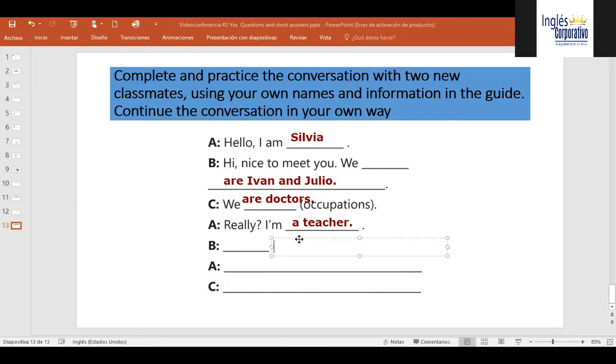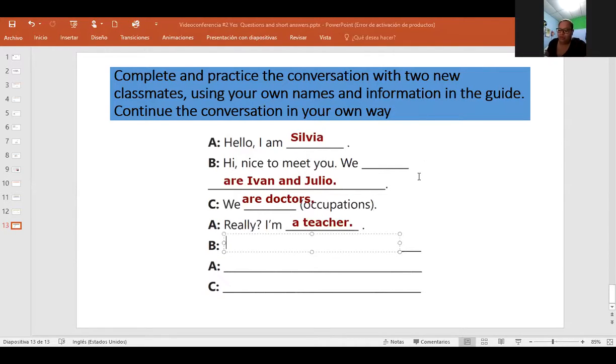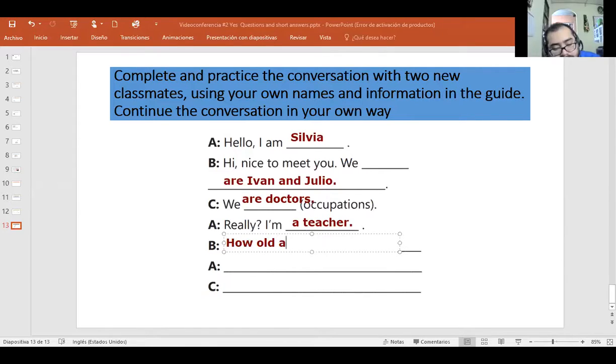You are colleague. Ah, okay. Very good. Pero eso sería aquí, right? ¿Qué me pueden preguntar ellos a mí, Nimia? Joanna says, you are colleague. Okay. Pero ellos, ¿cómo me van a preguntar a mí si soy colleague, si yo soy teacher y ellos son doctores? Joanna says that they can ask me, how old are you? ¿Ya han escuchado esa frase? How old are you? ¿Cuántos años tiene? How old are you, Silvia?